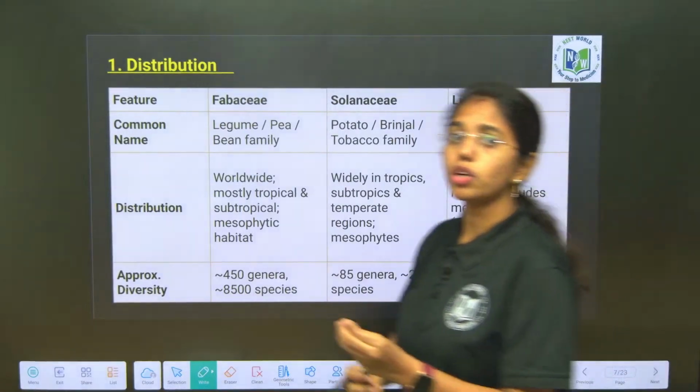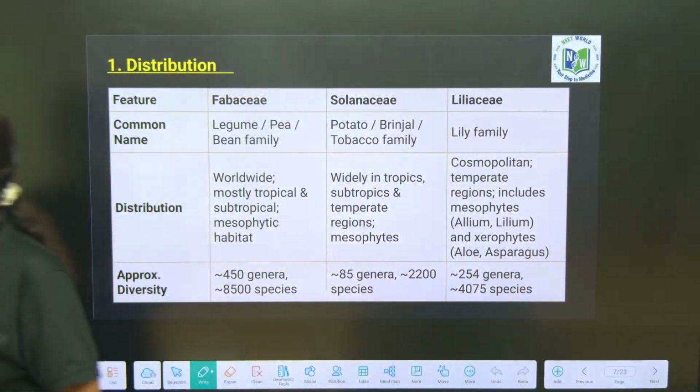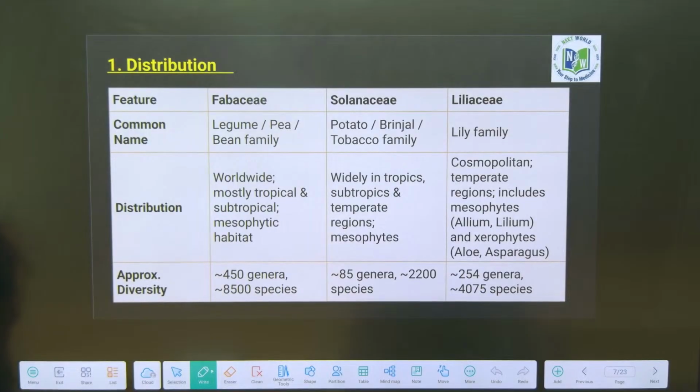Just for 1 minute go through the floral diagram and floral formula. If you are having any doubt, just ask me, just a minute.